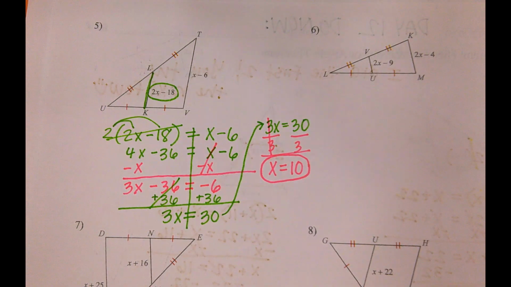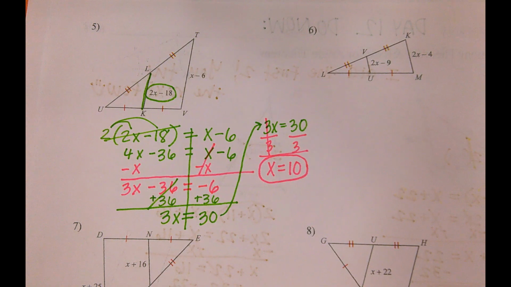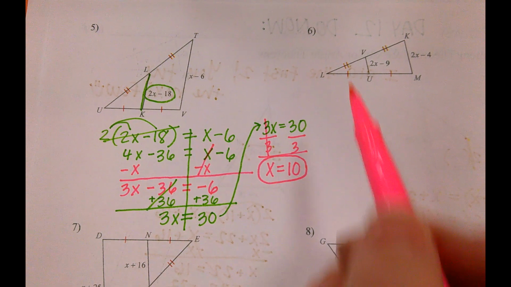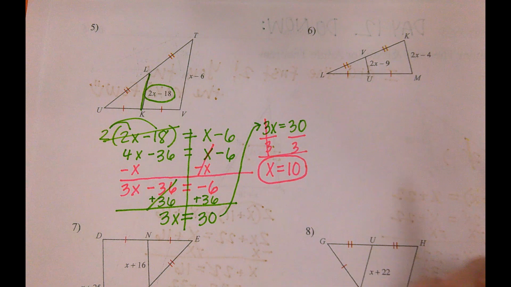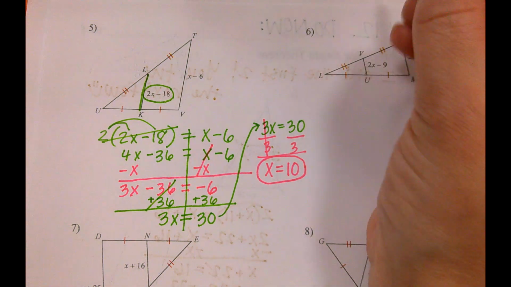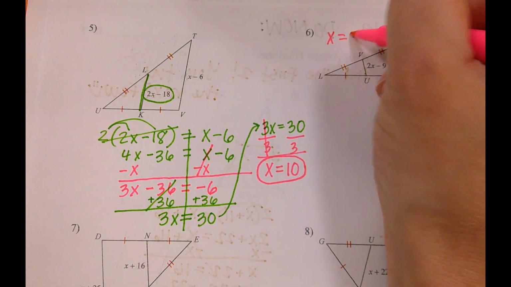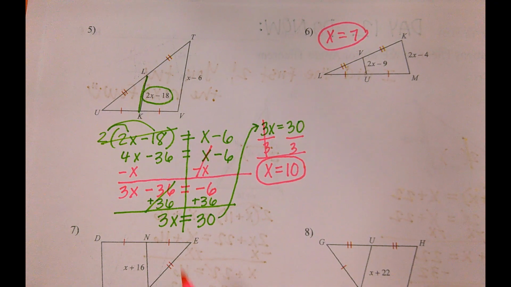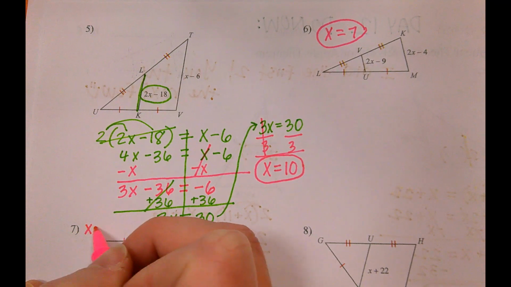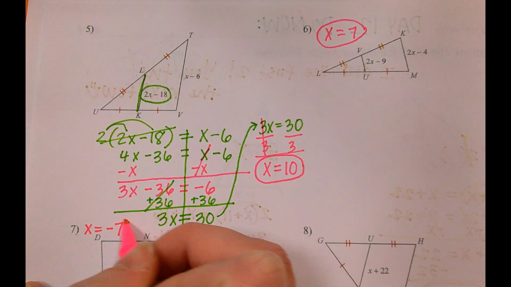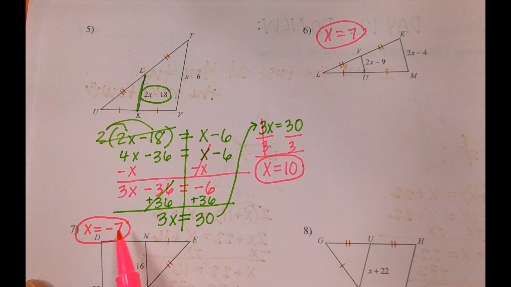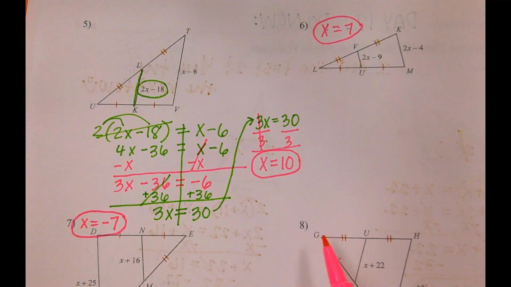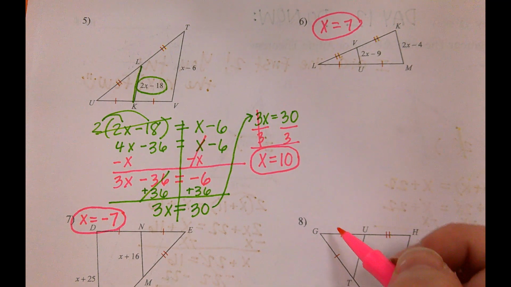So, we just got number 5 is x equals 10. For number 6, you will get x equals 7. And number 7, you should get x equals -7. Number 8, you should get x equals -12.